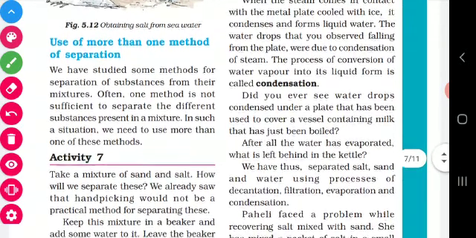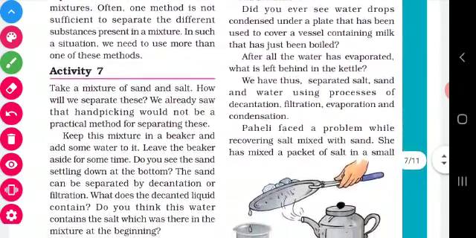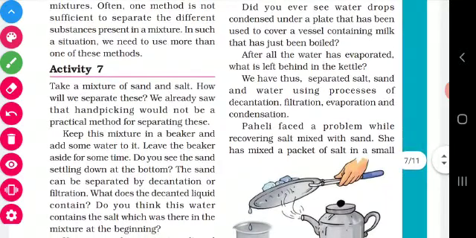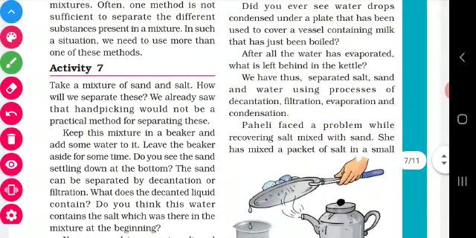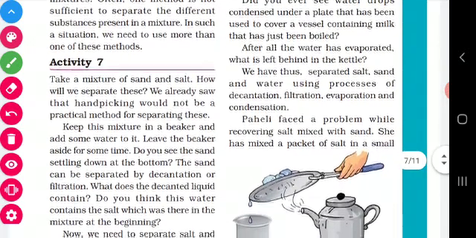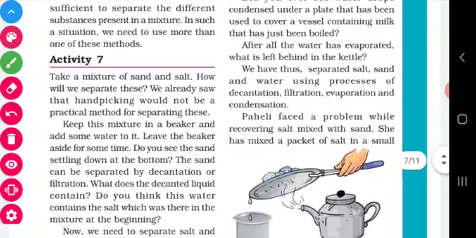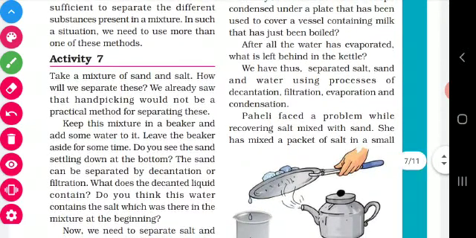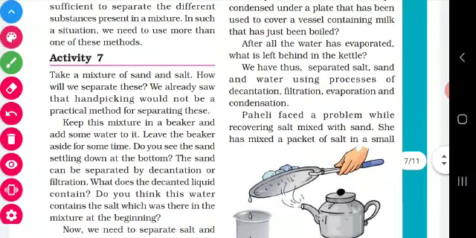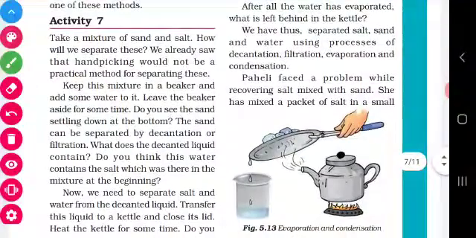Okay, so are you ready for the activity? Yes. Now you take a beaker, add some water, add some salt and add some sand. So this beaker consists of 3 substances: salt, sand and water. Now we have to separate that. So how to separate that?